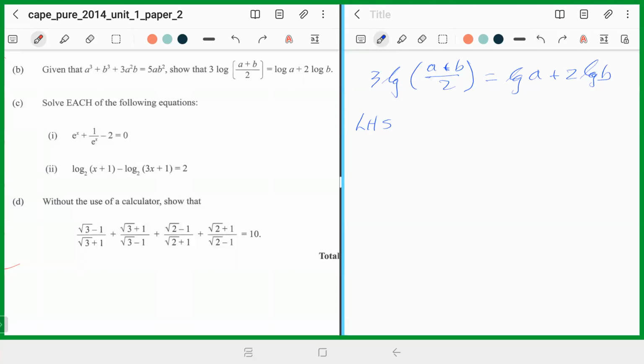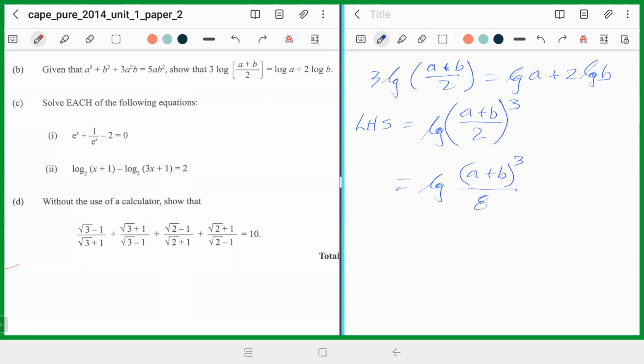The 3 becomes a power. Alright, so it becomes equal to the log of (a plus b over 2) all cubed. That's what we get first. This now is the same as the numerator cubed over the denominator cubed. So it becomes the log of (a plus b) cubed over 8, because 2 cubed is 8.